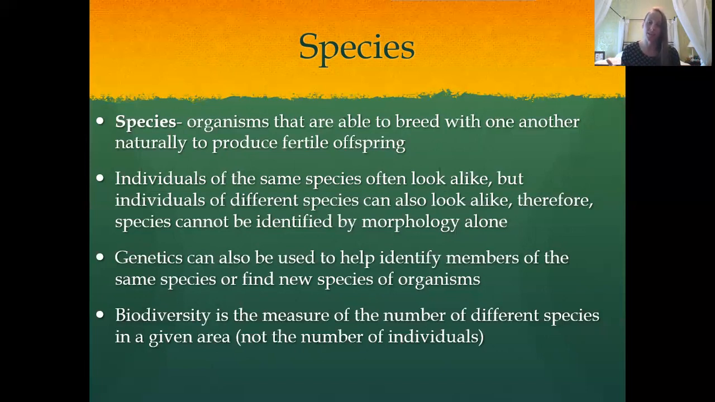Now that we have the technology, genetics is actually a really great way to identify if two different organisms are the same species or not. Essentially, the more closely related their DNA are, the more likely they are the same species. And then biodiversity is just the measure of the number of different species in an area. So the number of individuals doesn't matter in terms of biodiversity, just the number of different species.